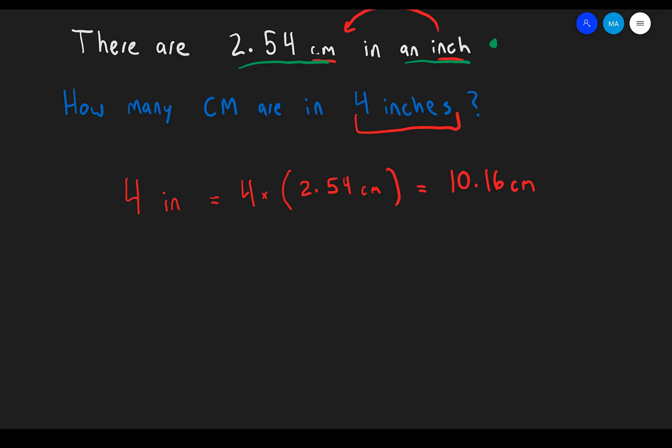So there's an easy way to think about it. I took 4 inches, which is 4 times 1 inch. 1 inch is 2.54 centimeters, so I take this number and I multiply it by 4 for this particular problem. Let me show you another one.